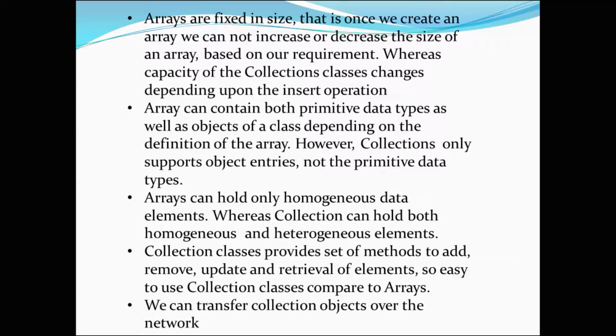Arrays can contain both primitive data types as well as objects. However, collection classes only support object entries, not primitive data types. Arrays can hold only homogeneous data elements, I mean a set of similar data types, whereas a collection can hold both homogeneous and heterogeneous elements.